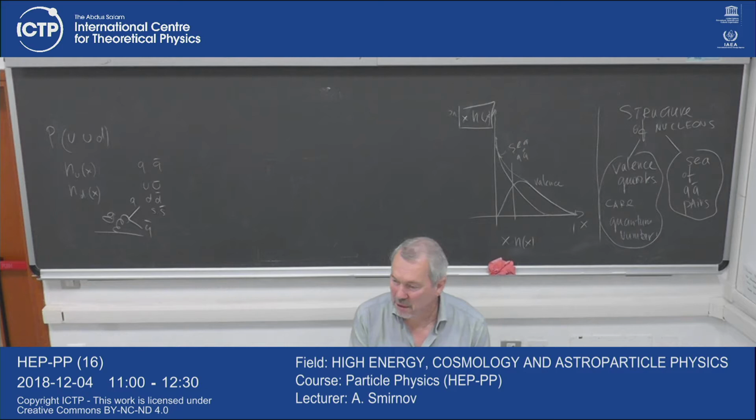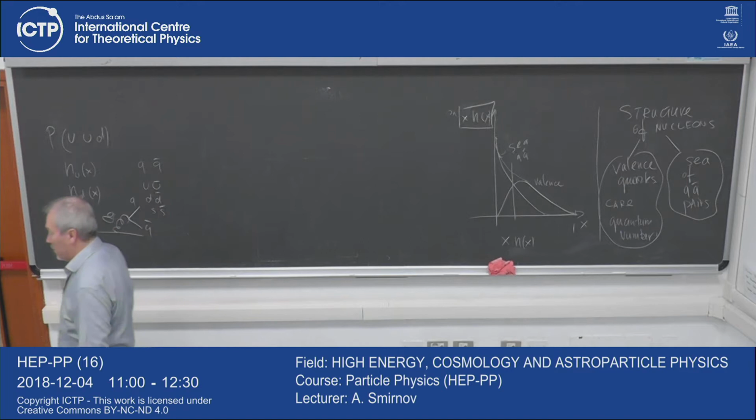Question: if you are saying there is no interaction between different partons, what causes these gluons to exist? Well, they exist. Why not? They still exchange, with some small coupling constant. The coupling constant becomes small. But what we will see actually is that the presence of gluons at higher energies still manifests itself by violation of scaling. There's still violation of the scaling.